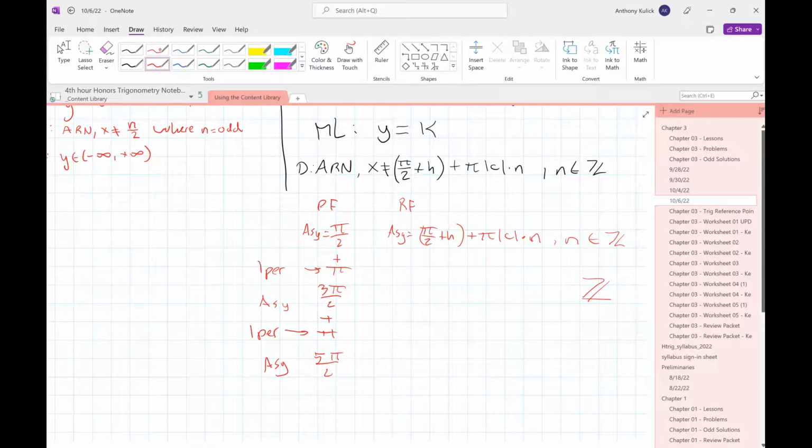Because if I add 2 periods, I should be at another asymptote, right? If I add 3 periods, if I subtract 7 periods, all of these should land at another asymptote, right? That's a little tricky there. All right, so let's look at an example here.